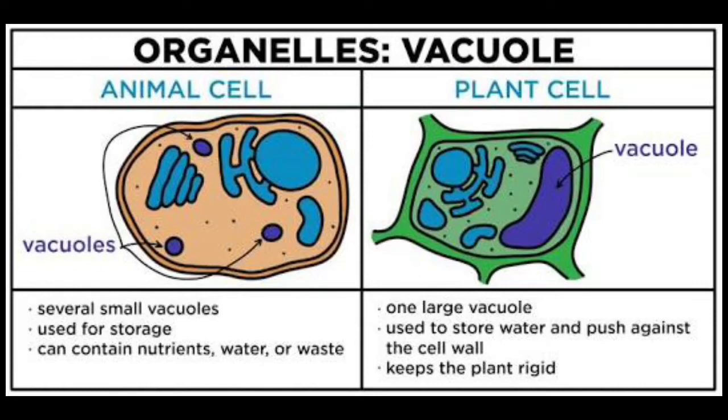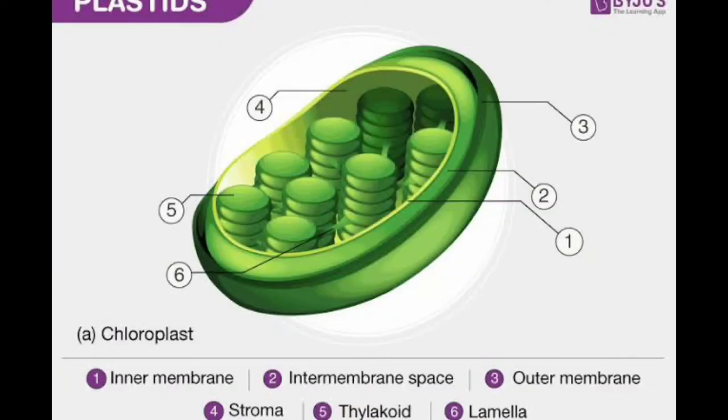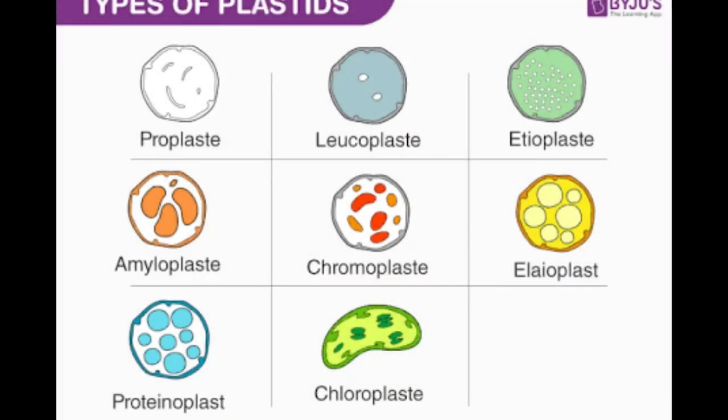Again look at these pictures. Double-layered membrane sac-like organelles present in algae and plant cells are called plastids. They are responsible for manufacturing and storing food. These contain pigments that are used in photosynthesis. They are of different colors, like chloroplast, leucoplast, and chromoplast. The green colored plastids are called chloroplasts, which provide green color to the leaves. The green color in leaves contains chlorophyll, which is essential for photosynthesis.